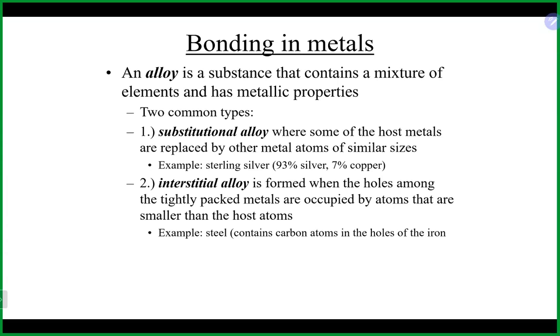There's a substitutional alloy, which, like the name implies, you take out some of the atoms of the original metal and you basically put in atoms of another metal. So something like sterling silver is 93% silver and 7% copper. So some of the silver atoms are replaced with copper atoms. An interstitial alloy is basically when metals come together, there are these little holes between the different metals, and those little holes between the metals are filled with a smaller atom, like steel. So steel contains carbon atoms between different iron atoms. And again, it gives us some different properties.